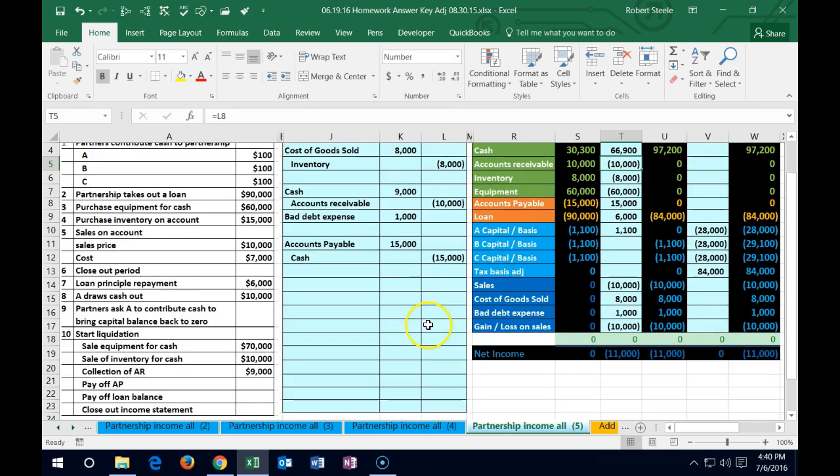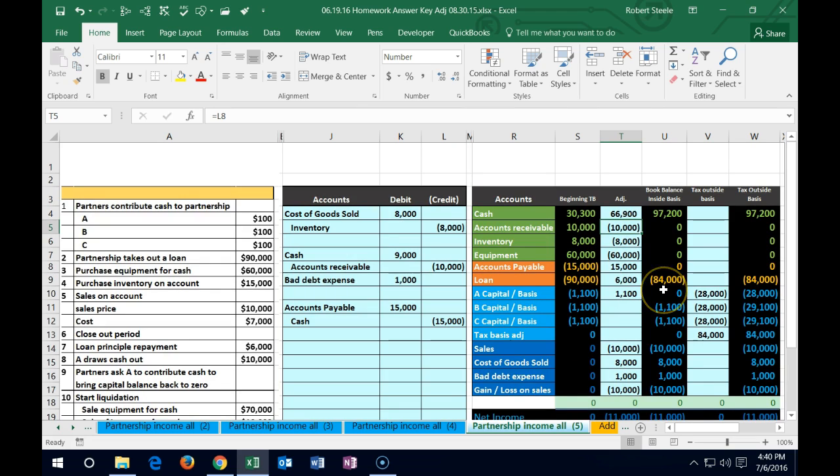Next thing we're going to have to do is to pay off the loan balance. So we still have the loan balance, 84,000. Now we have the cash to pay that off. So now that we sold everything, we can pay the entire loan off. So that's good.